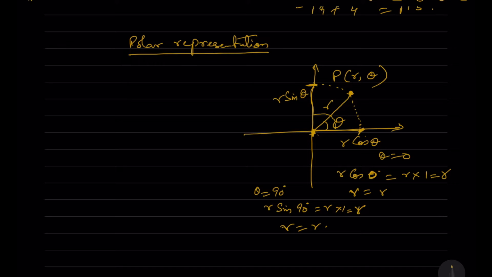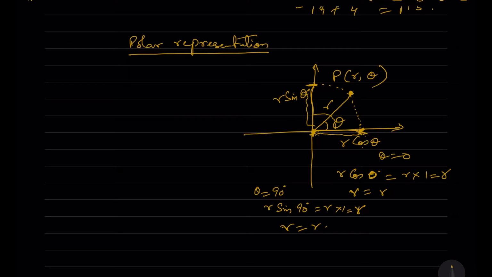Now you cannot take this as here r sin theta or here r cos theta, because if you are taking here sin theta you will get sin 0, that is equal to 0, and this distance is not 0, isn't it? From here to here it is distance r. So therefore we are taking this as r cos theta and this as r sin theta. So that is the way we are going to use it.